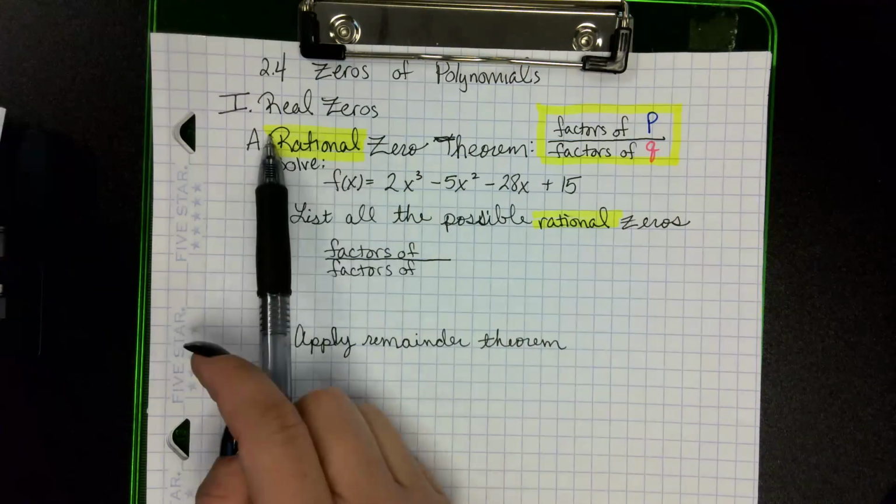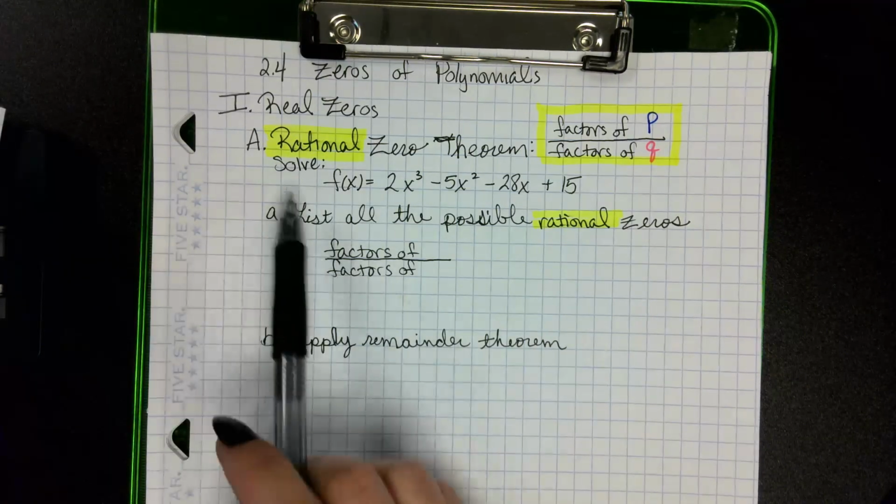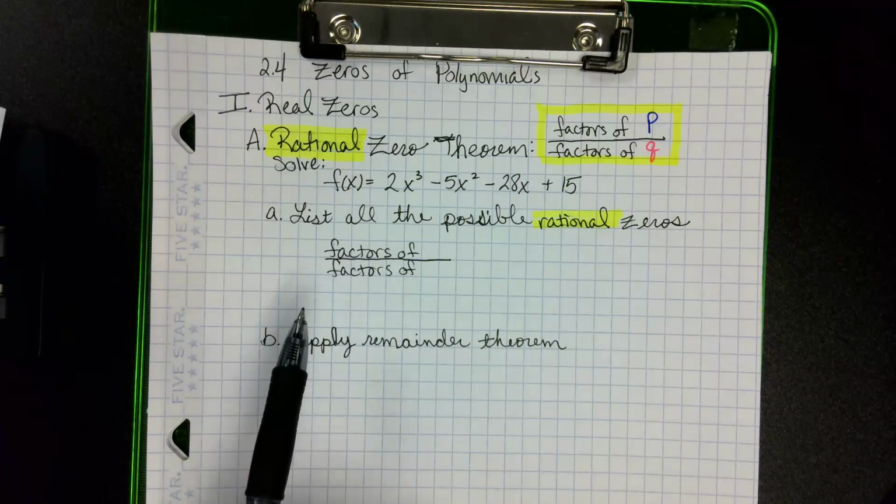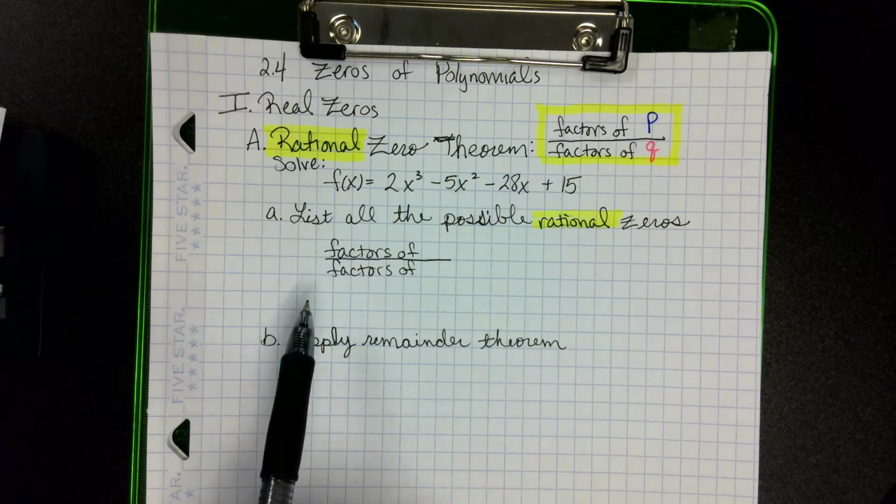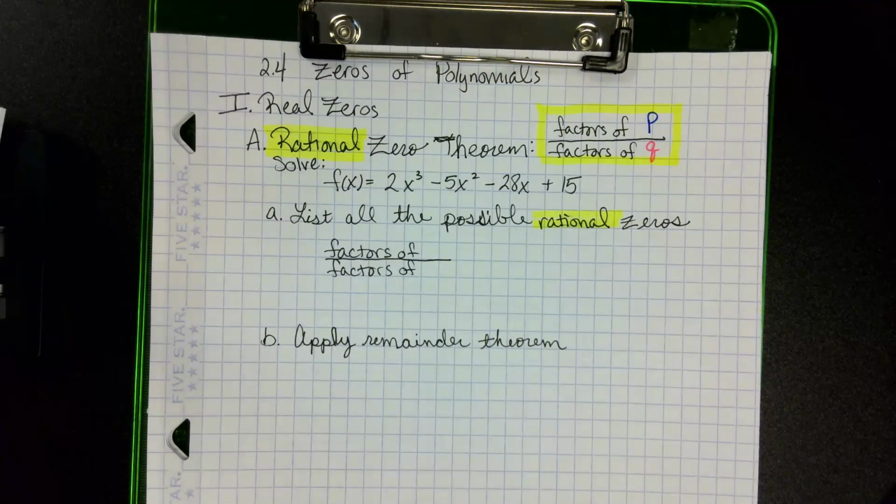But real zeros can be broken down into rational zeros. Rationals are something that can be written as a fraction, like 0.25. That's 1/4. You can write it as a fraction. But say square root of 2. You can't write square root of 2 as a fraction other than square root 2 over 1, which is not really what I'm talking about. Or pi. Pi is irrational. It's a decimal. It goes on forever. You can't write it as a fraction.